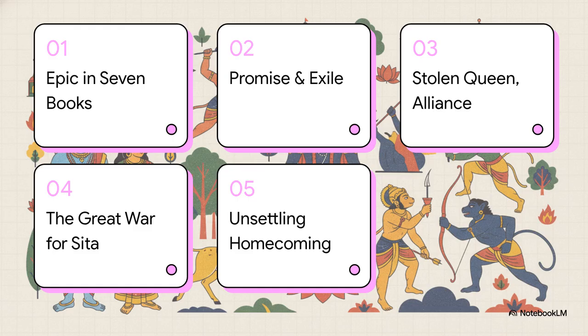Okay, so here's our game plan for breaking down this massive story. We'll start with the structure. Then we'll follow our hero, Rama, as he makes a fateful promise that leads to his exile. After that, we'll see his queen get stolen, a wild new alliance form, the huge war fought to get her back, and then a homecoming that is way more complicated than you might think.